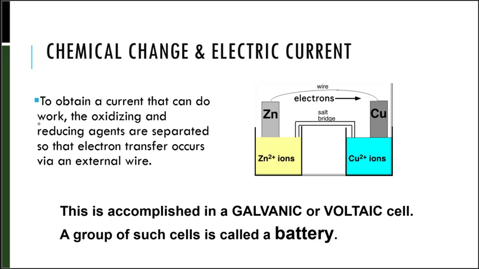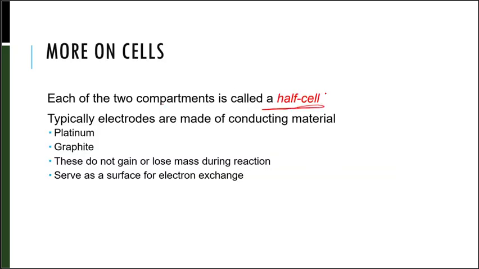To obtain a current that can do work, the oxidizing and reducing agents are separated so that electron transfer occurs via that external wire. This is accomplished in a galvanic or a voltaic cell, and a group of such cells is called a battery. Each of those two compartments is called a half cell. Typically, electrodes are made of conducting materials like platinum and graphite. These do not gain or lose mass during reactions, and they serve as a surface for electron exchange.